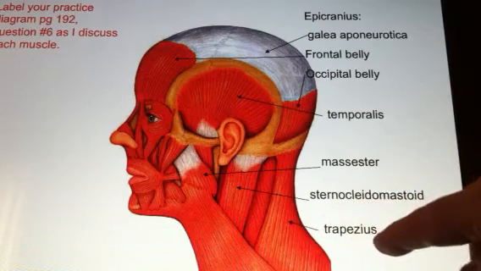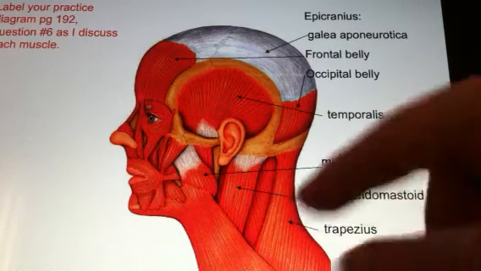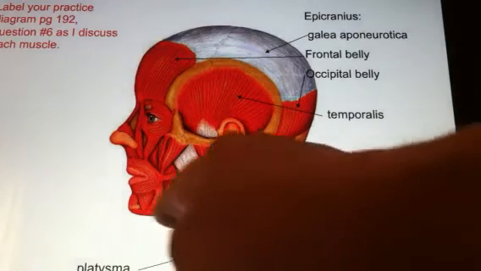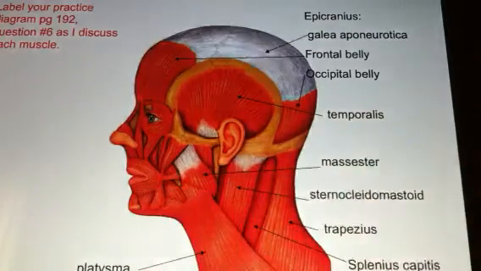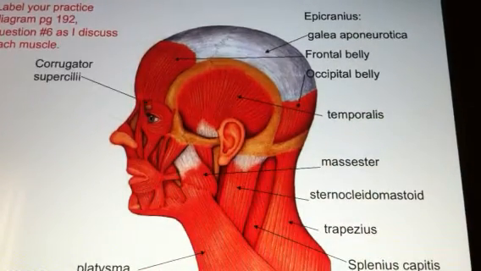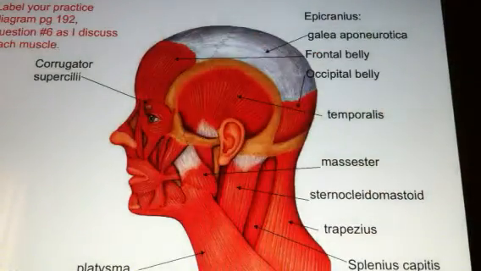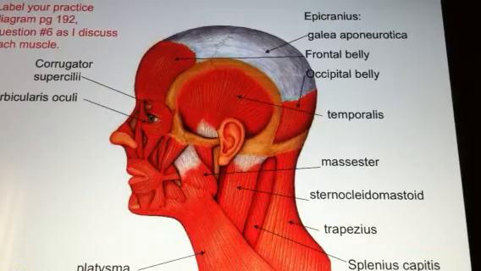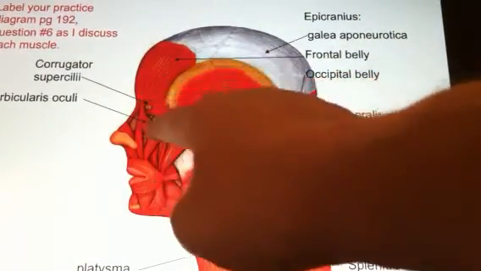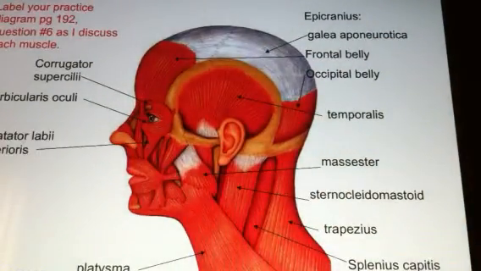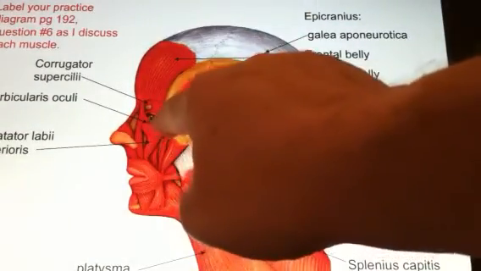You have your traps, also known formally as your trapezius. Your splenius capitis is the next muscle, and this muscle here controls the lowering of the chin. Platysma is how you say that. And then we have a small muscle here that helps you blink, corrugator supercilii. And orbicularis in Latin means round, and it's the 360 muscle that goes around the eye. Levator labii superius comes off of the orbicularis oculi.